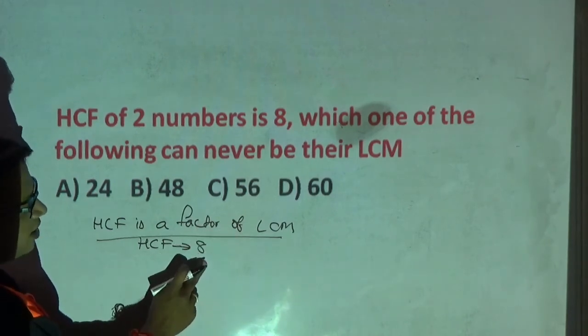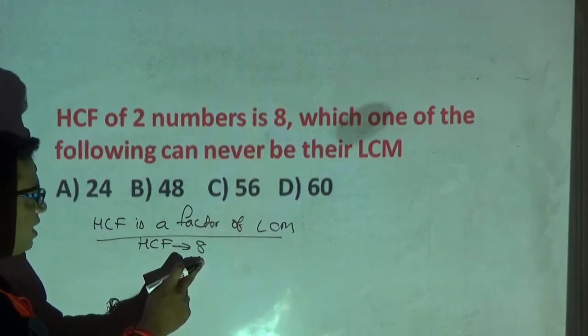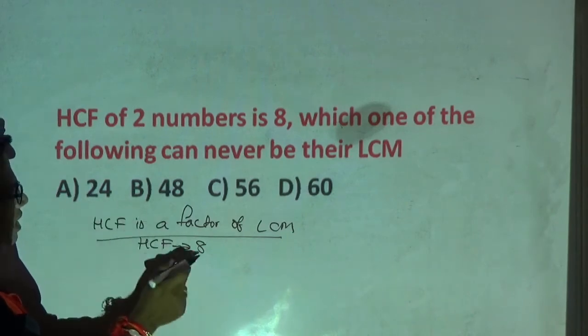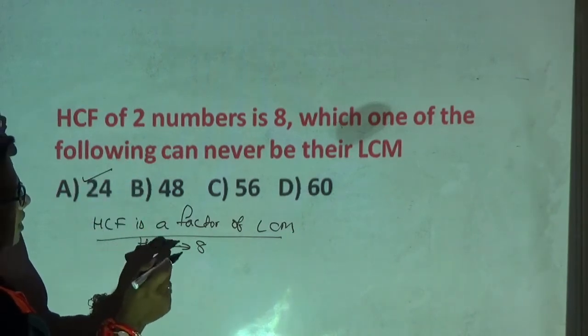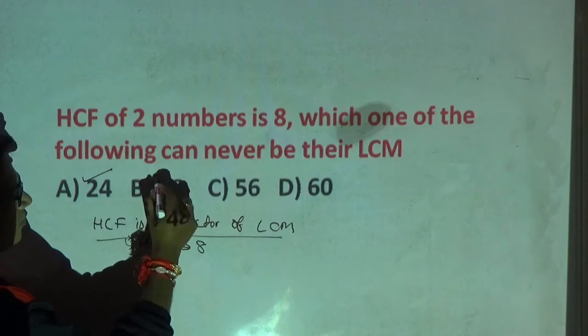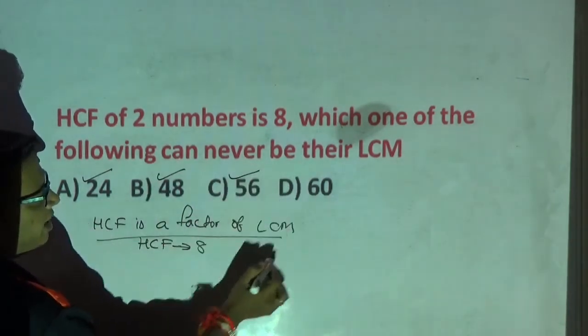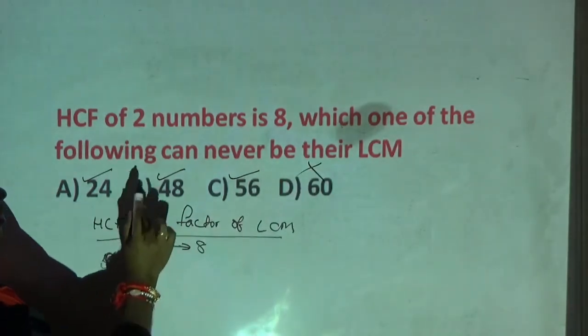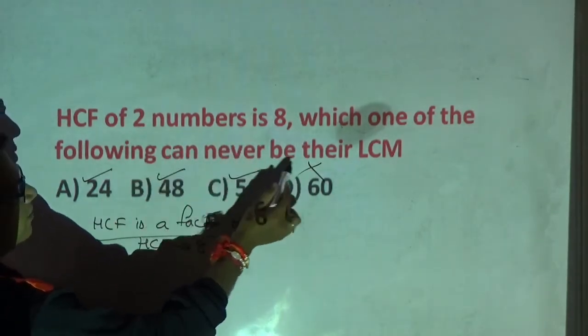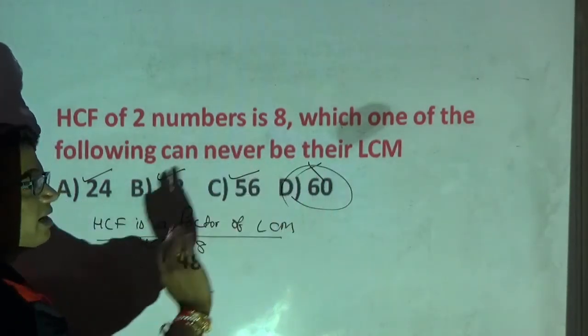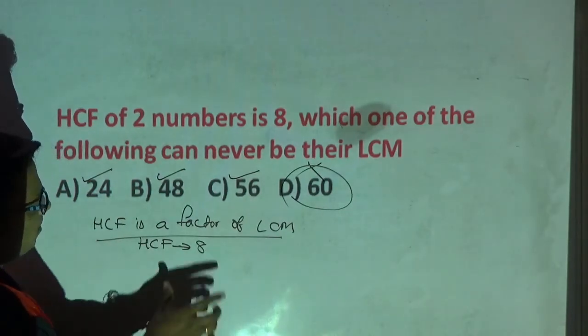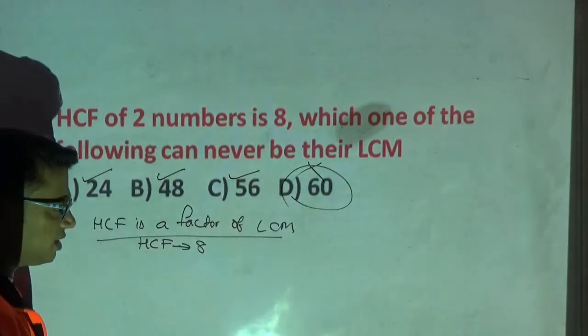Is one of the factors. A factor is going to divide the given number completely, right? See, 24 I can divide by 8. Yes, therefore it can be a factor. For 48, yes, I can divide. 56 I can divide. But 60 I cannot divide. So which of the following can never be LCM? Yes, 60 can never be LCM because I cannot divide it by my HCF, right?